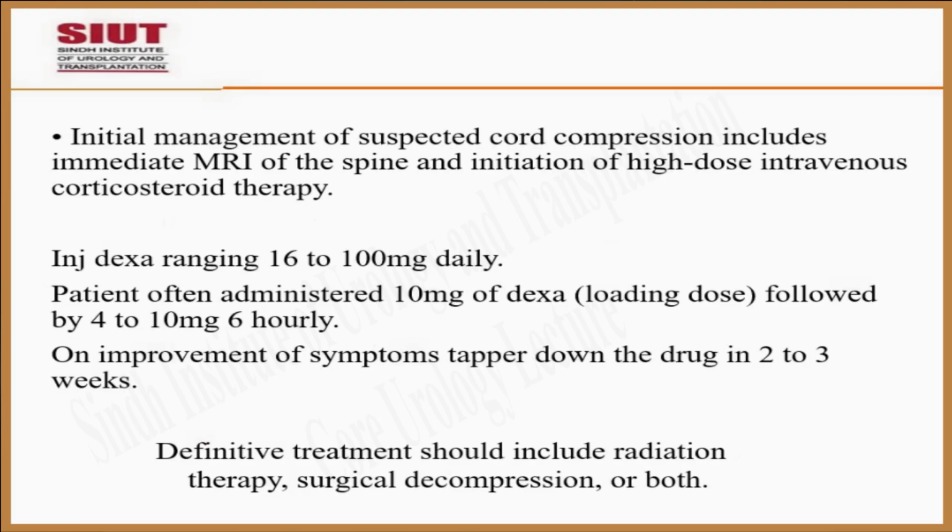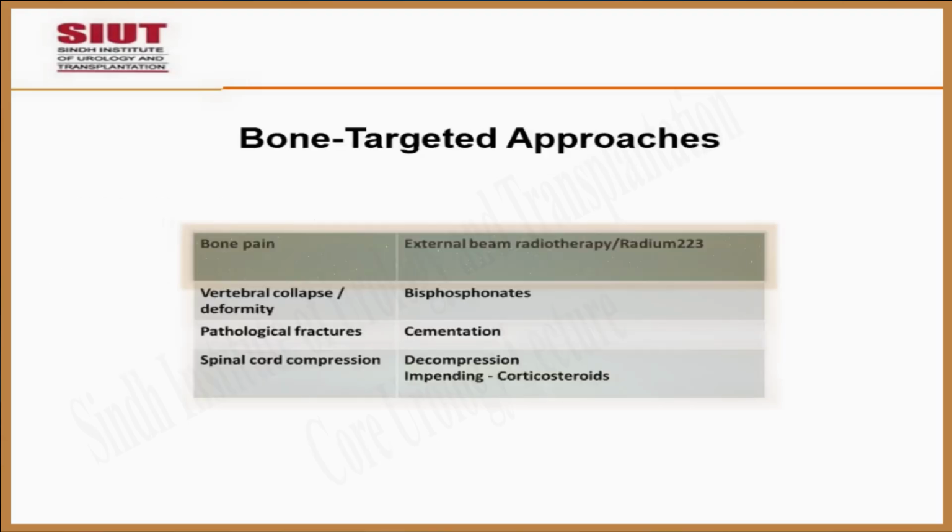Initial management of suspected cord compression includes immediate MRI of the spine and initiation of high-dose intravenous corticosteroid therapy. Injection dexamethasone ranging 16 to 100 mg daily. Patients are often administered a 10 mg dexamethasone loading dose followed by 4 to 10 mg 6 hourly. On improvement of symptoms, taper down the drug over 2 to 3 weeks. Definitive treatment should include radiation therapy, surgical decompression, or both.